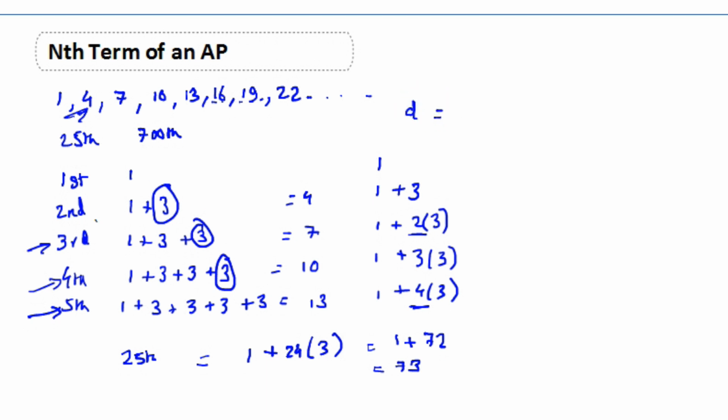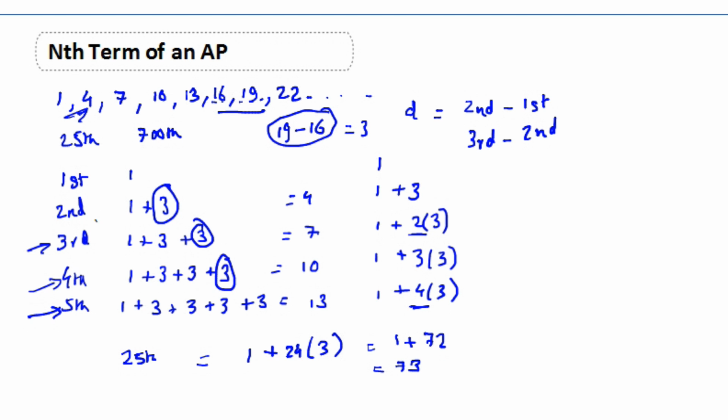Now D, you can find by subtracting the first term from the second term, or the second term from the third term, and so on. Whichever two consecutive terms you take, even if you take 16 and 19, I just take 19 minus 16. It has to be one term and subtract from that the term before it. So you'll get it wrong if you do 16 minus 19. So 19 minus 16, and that's 3. So let's call this common difference D.